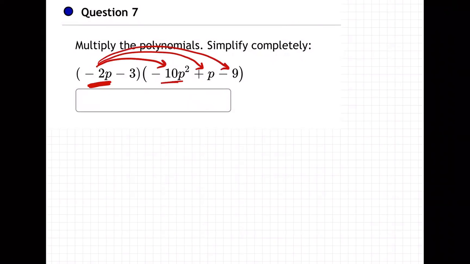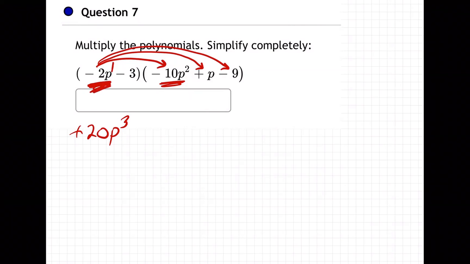So minus 2p times minus 10p squared. What happens? Numbers in front multiply. Negative times negative is positive 20, right? 2 times 10 is 20. P to the third. Why? Because that's an invisible 1 power on that p. Remember, if a letter doesn't show a power, it really has invisible 1 power. Powers add. Out front numbers multiply, powers add. So negative 2 and negative 10 multiplied to be plus 20, and the powers 1 and 2 added to be 3.